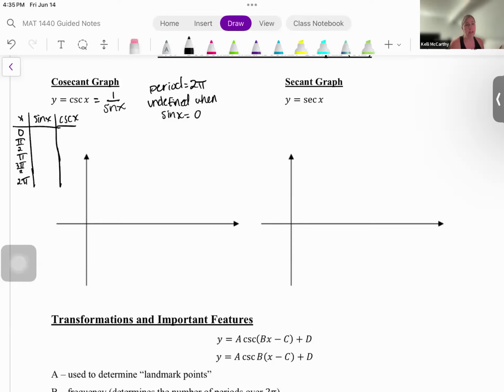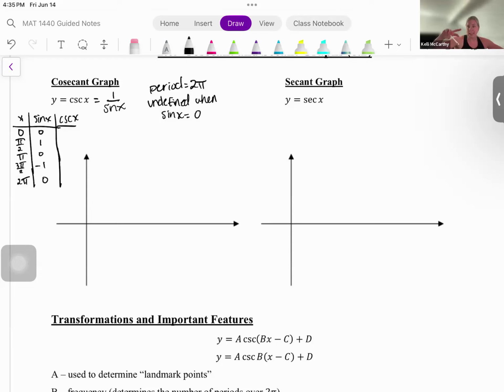And let's first start by looking at the value of sine of x at these. You could reference back to our table of values from a previous video. We've also seen these values in our unit circle and in other tables. Sine of 0 is 0. Sine of pi over 2 is 1. Sine of pi is 0. Sine of 3 pi over 2 is -1. And sine of 2 pi is 0.